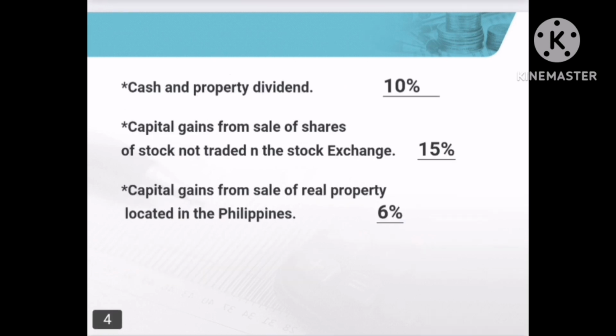Next is cash and property dividends: 10%. Capital gains from the sale of shares of stock not traded on the stock exchange: 15%. Next is capital gains from the sale of real property located in the Philippines: 6%.